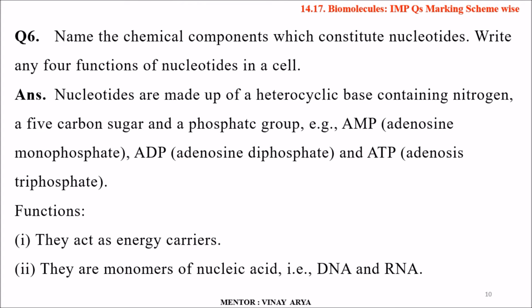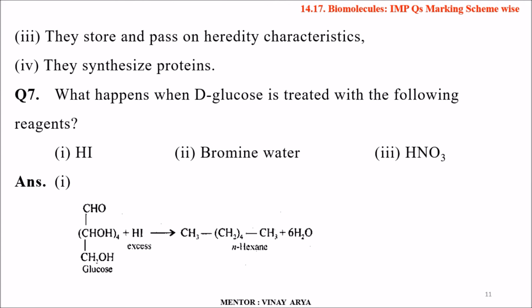Functions. They act as energy carriers. Second, they are monomers of nucleic acids, that is DNA and RNA. Third, they store and pass on hereditary characteristics. Fourth, they help synthesize protein. Seventh question, what happens when D-glucose is treated with the following reagents? First HI, second bromine water, third HNO3.